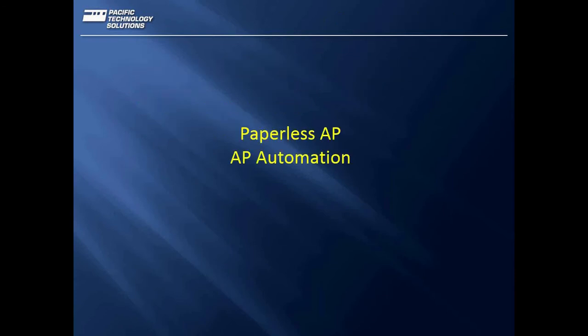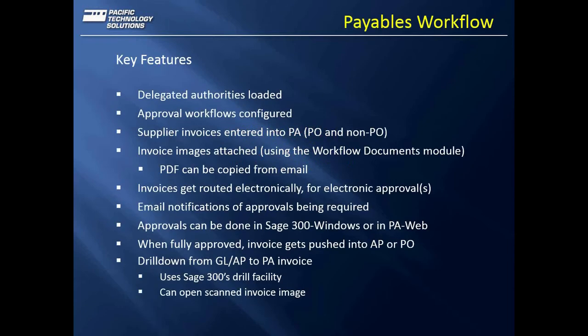Okay, so that's a bit of an overview. Now we will look at the Paperless AP and the AP automation module. These are the key features this module provides. You set up your delegated authorities, in other words, how much people are allowed to approve based on their authority level within the organisation. Then you set up your approval workflows to meet your requirements for approvals.